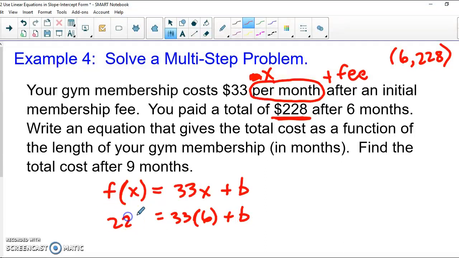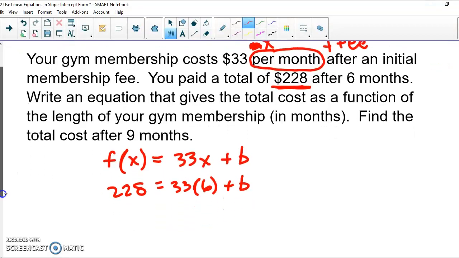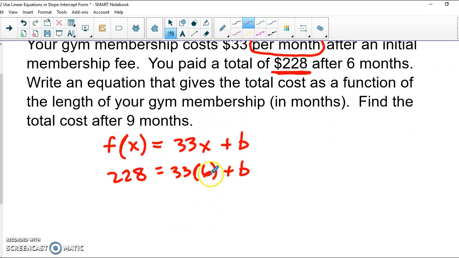But I don't yet know this fee, but what I do know is that after 6 months, my total cost is $228. So now I have substituted in what I do know to help me find what I don't know, my y-intercept, or in this case, my initial fee. So let's go ahead and simplify here. So when we do 33 times 6, I'm going to solve for b. Oops, sorry. I'm going to solve for b now by subtracting 198 from both sides.